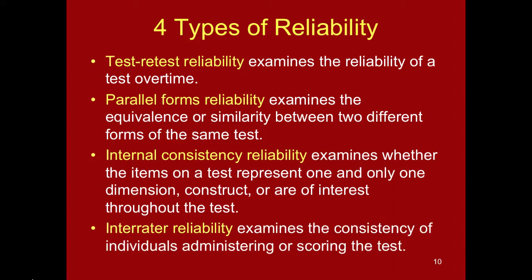Inter-rater reliability examines the consistency of individuals administering or scoring the test. For example, if there were 2 sections of the same course taught by 2 different professors, it would be important that an A on the midterm in one section is consistent with an A on the midterm in the other section if both professors are administering the same test. When determining the inter-rater reliability, we calculate the proportion of the number of agreements between different observers or scorers to the number of possible agreements.